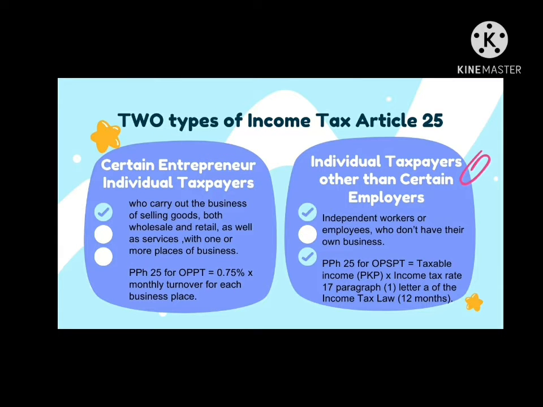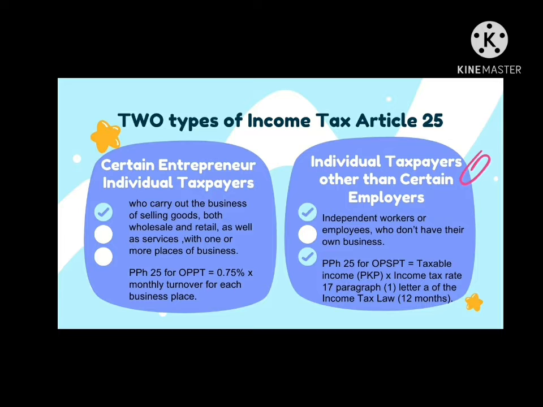First, certain entrepreneur individual taxpayer, or in Indonesia, wajib pajak orang pribadi pengusaha tertentu, in short OPPT. OPPT is the one who carry out the business of selling goods, both wholesale and retail as well as service, with one or more place of business. Income tax article 25 for OPPT is 0.75% multiplied by monthly turnover for each business place.